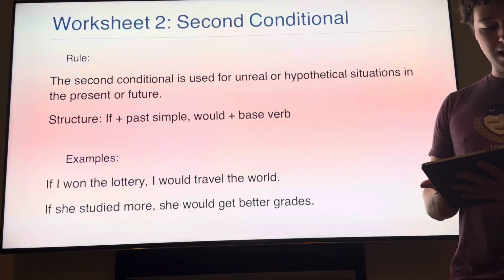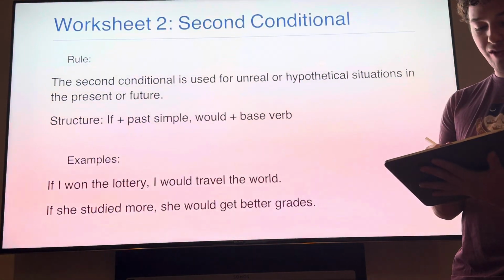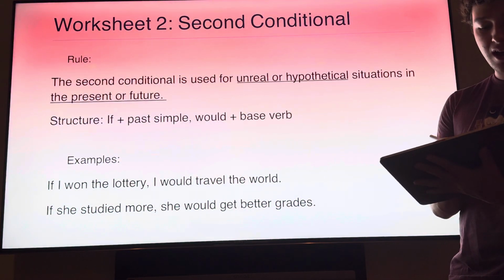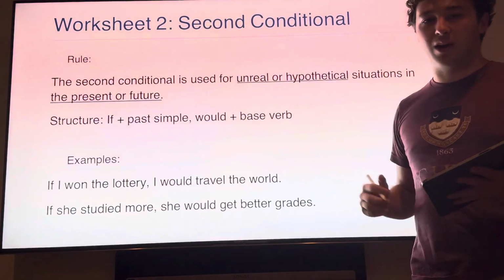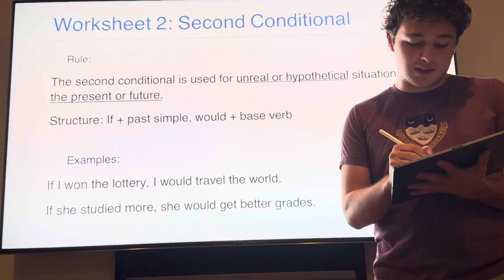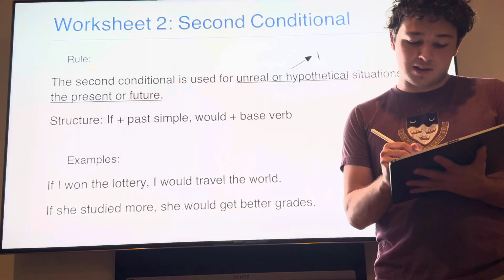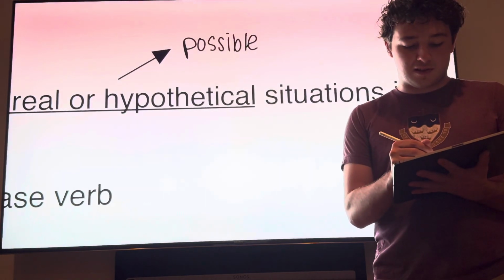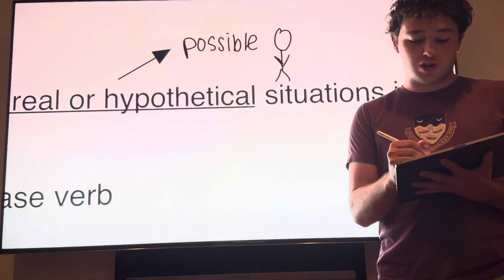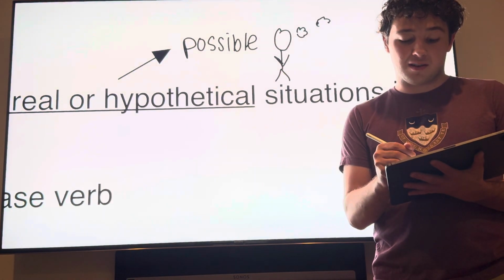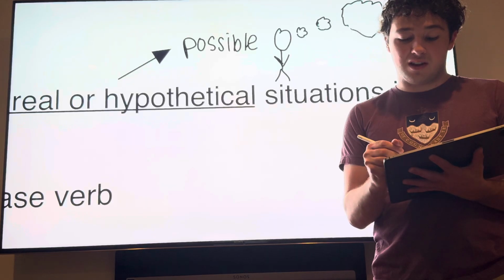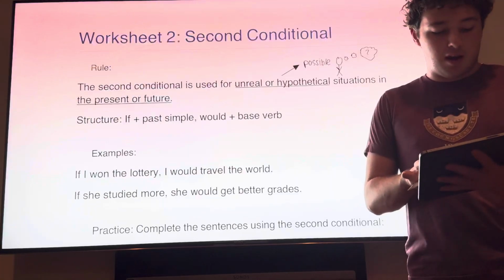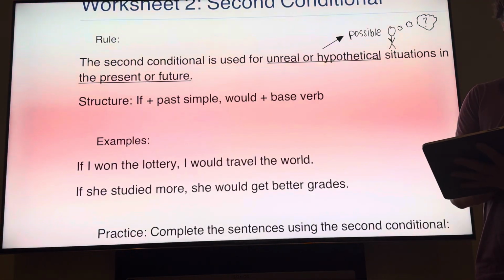So, let's move on. The second conditional is used for unreal or hypothetical situations in the present or future. So, unreal or hypothetical. This word hypothetical means like possible, possible, hypothetical, it's almost as if you are dreaming. Hypothetical situation, it's something maybe, perhaps.